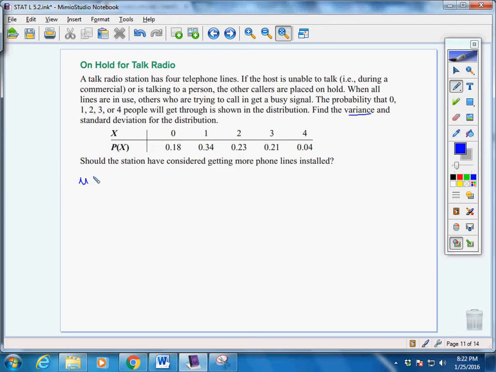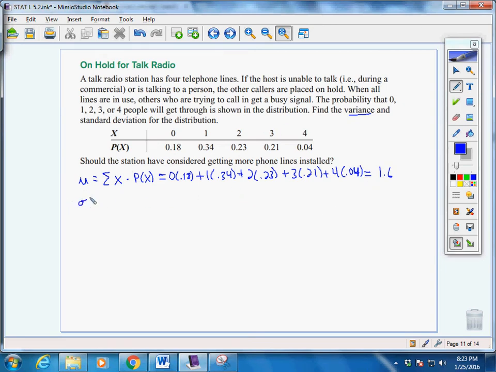Our formula for the mean is the summation of all our x's times the probability of those x's, of those events. So quickly, again, 0 times 0.18 plus 1 times 0.34 plus 2 times 0.23, so on and so forth. And when you figure all of this out, it works out to be about 1.59. I'm just going to round it to 1.6, just so it's a little bit easier to understand. So again, it actually would work out to 1.59, close enough to 1.6 for what we're doing.